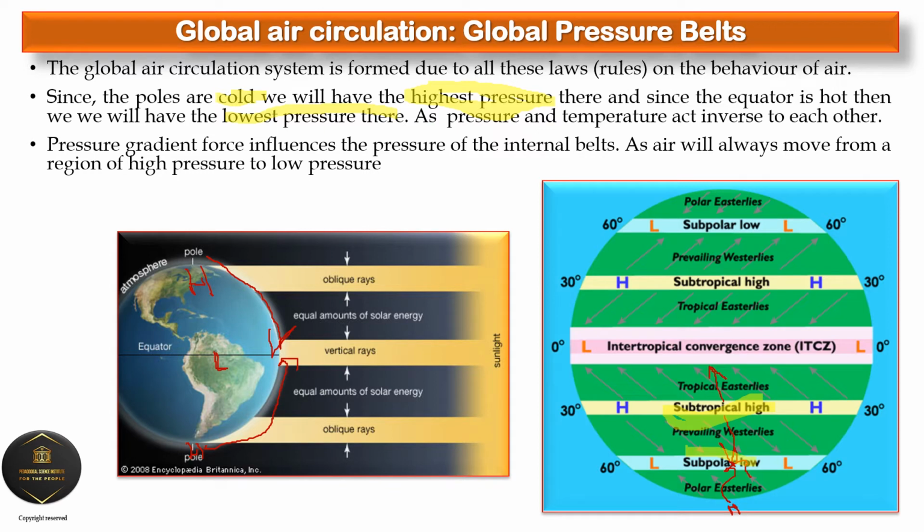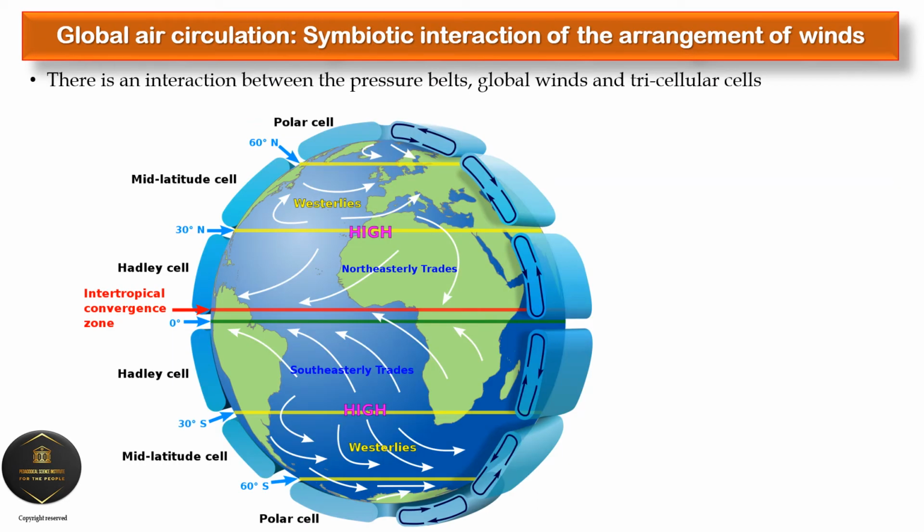And what will happen is that air will always move now from a region of high pressure to low pressure, and that is influenced by what? The pressure gradient force, PGF. Sorry for the stupid writing, I'm using my mouse, but I hope we get the point. So we have our pressure gradient force influencing how air will move. Now let's just build up on this.